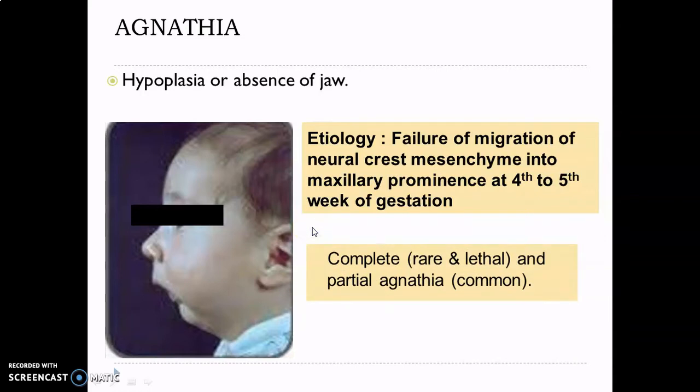So as I said, it can be complete or partial. Complete agnathia is a rare condition, and if it does happen, it is lethal and causes death of the child, and partial agnathia is a quite common condition.